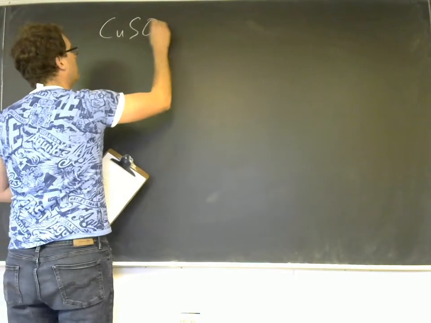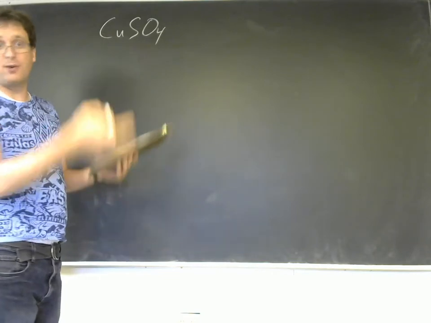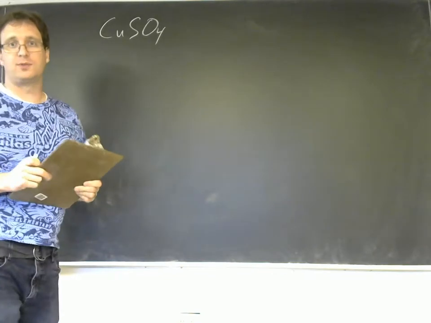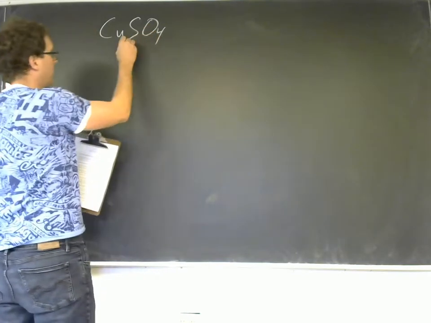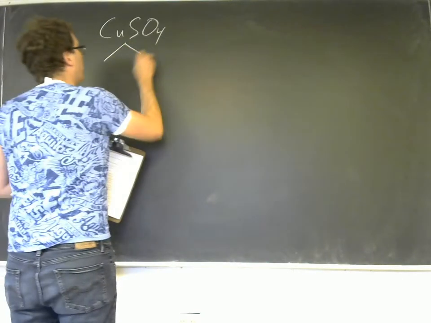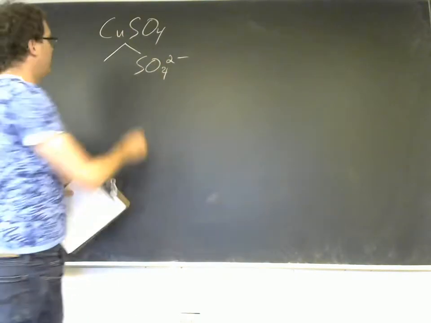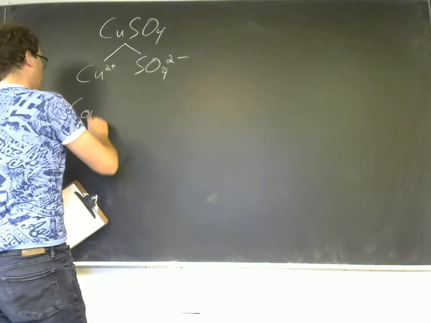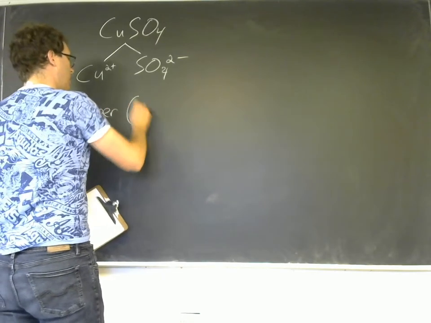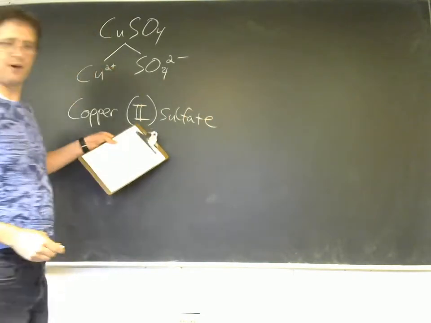So if I have something like CuSO4, then we need to recognize that copper, being a transition metal, might have different charges, and so in order to tell the charge on the copper, we're going to have to look at its bonding partner. Here we have SO4 2-, and the copper needs to balance that 2- charge, so it would be Cu2+, and that means this compound is called copper(II) sulfate, with that Roman numeral 2.